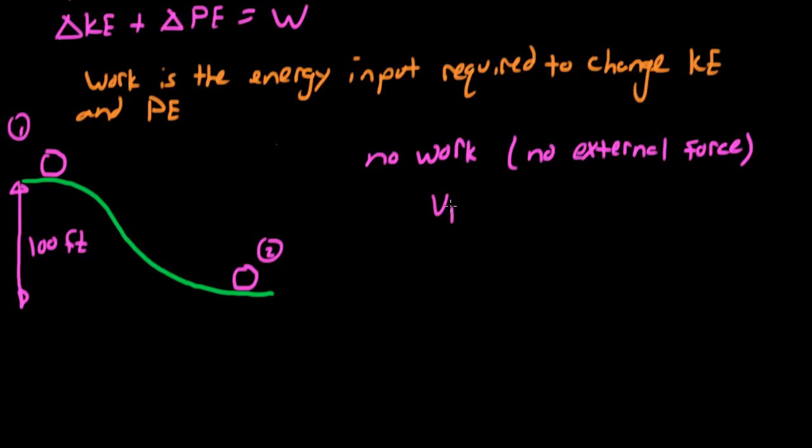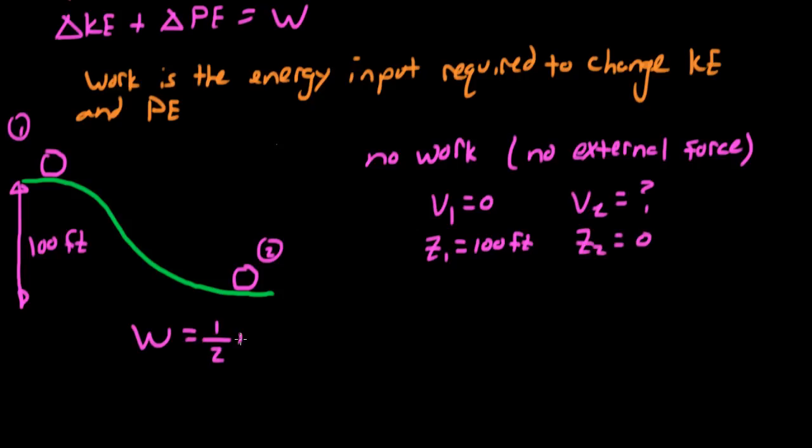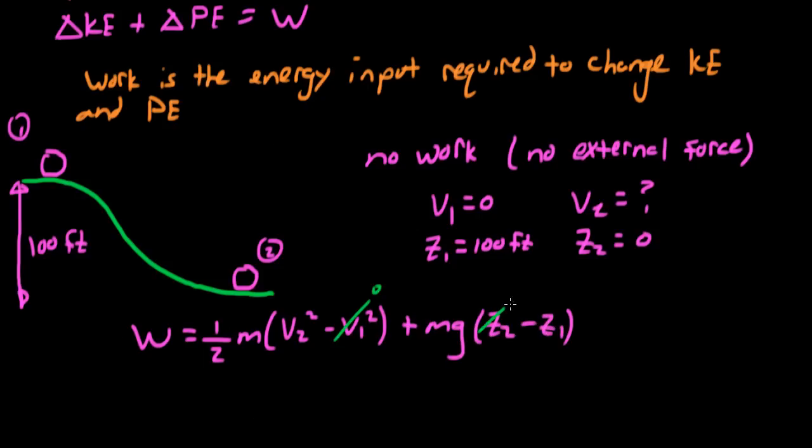Let's start with an initial velocity of 0, and our height at state 1 is 100 feet. We want to find the velocity at the bottom of the hill where the height is 0. From above, we have that the work is equal to the change in kinetic energy plus the change in potential energy. We start from 0, we end at a height of 0, and there's no work. After canceling those, we see that the mass also cancels, so the answer is independent of the mass.